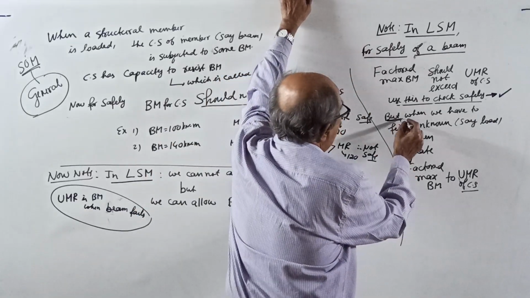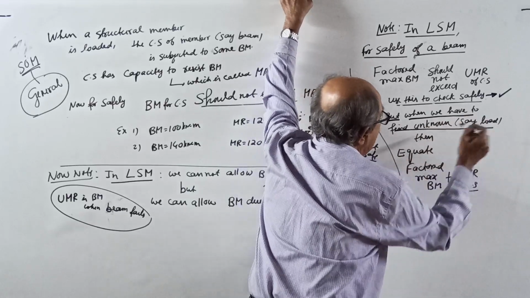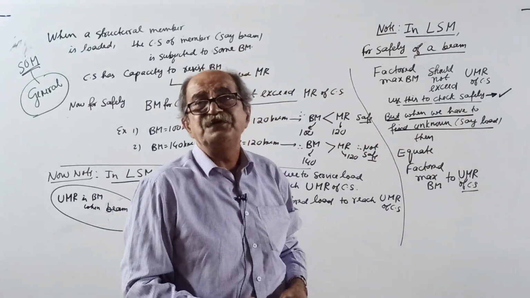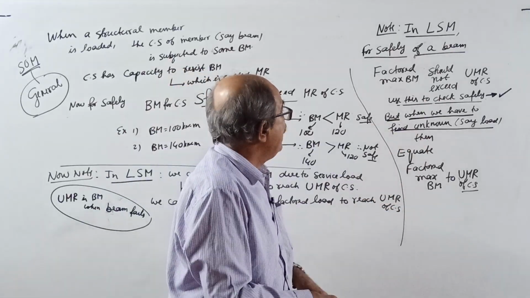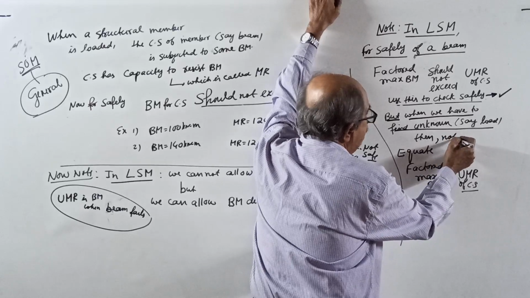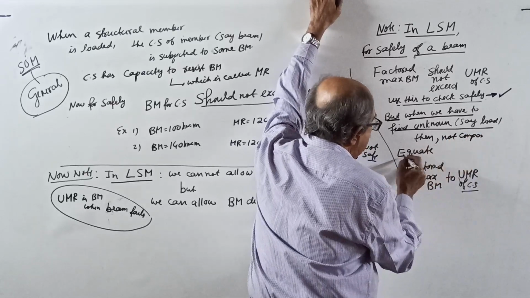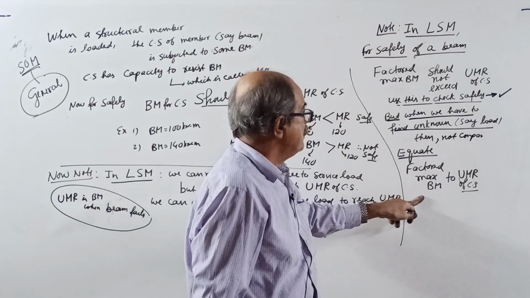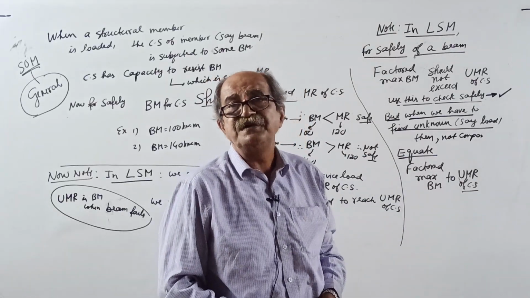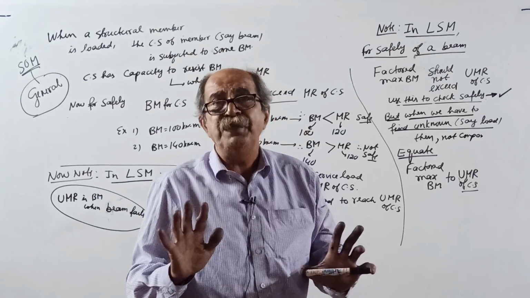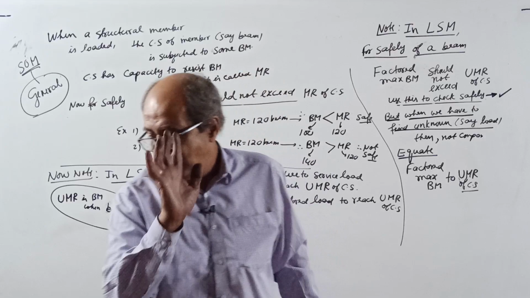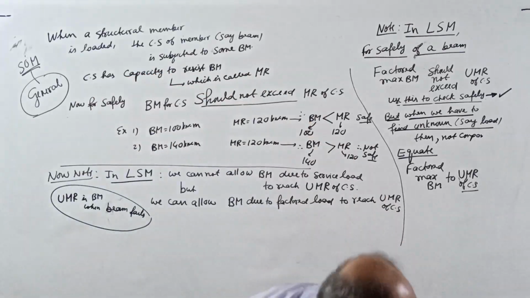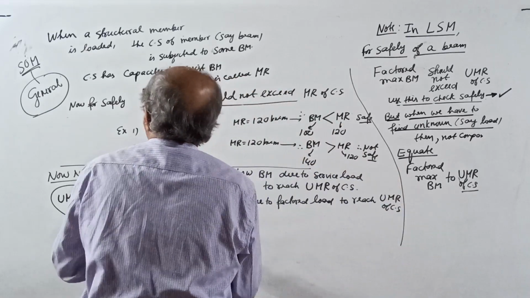Now, but when we have to find unknown value, in the exam question they will ask you, what maximum load is permitted? In such cases, not compare. Equate factored maximum BM to ultimate MR of the cross section. Check the safety means compare. Find unknown load means equate. I will give an example here also to make it perfect, so that no one has got doubt about this one. Sometimes compare, sometimes equate.